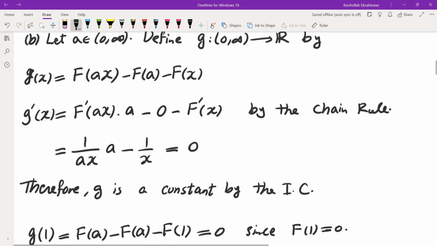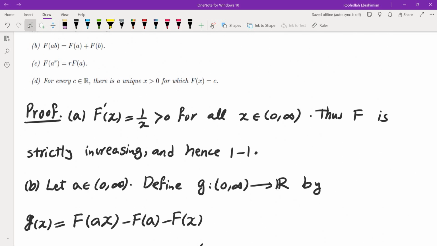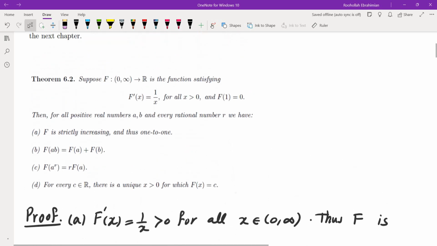Okay, so now let's look at the third part of this. F of A to the R is equal to R F of A. Same strategy. I have some information about derivatives of two sides, so I'm going to let X vary. And by the way, R must be a rational number because I don't actually know what it means to raise a number to an irrational power. This is, in fact, one of the things we're going to do today.